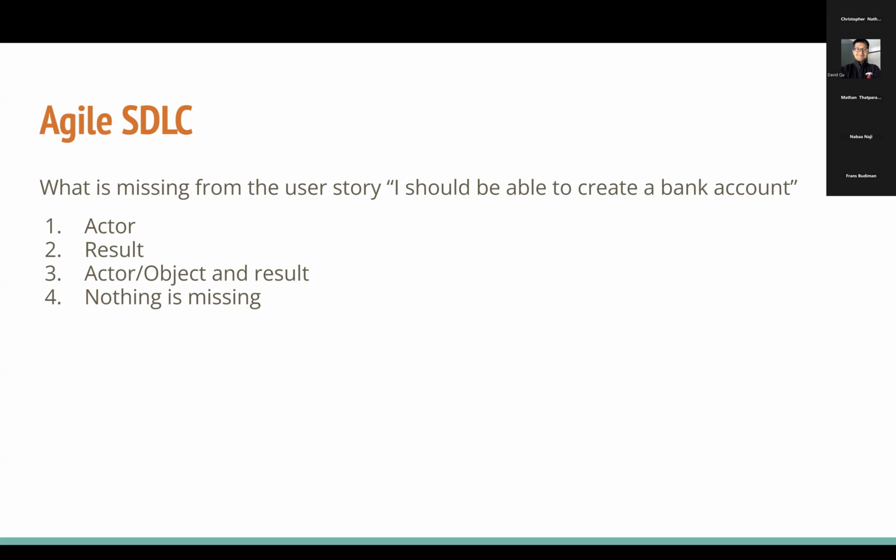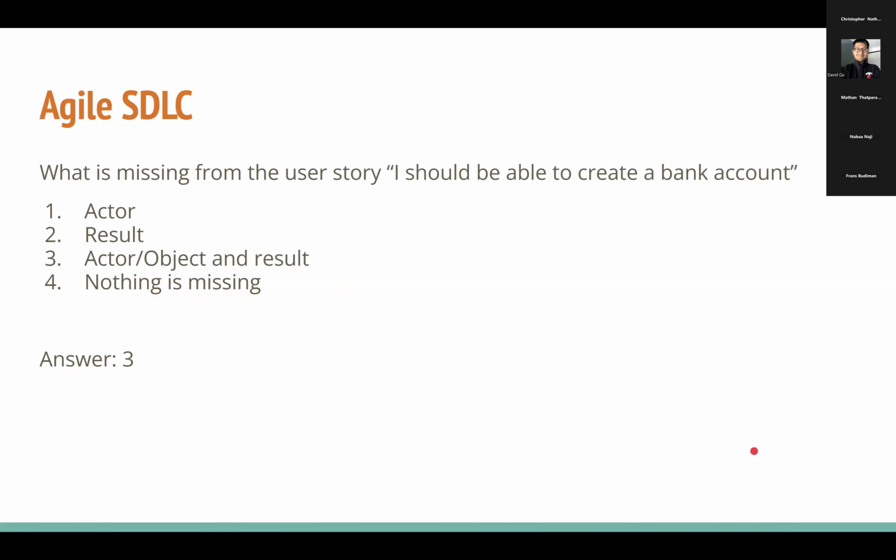Yes, I see a lot of people saying actor, object and result. So can you guys type in the chat what a good user story would look like in this case?